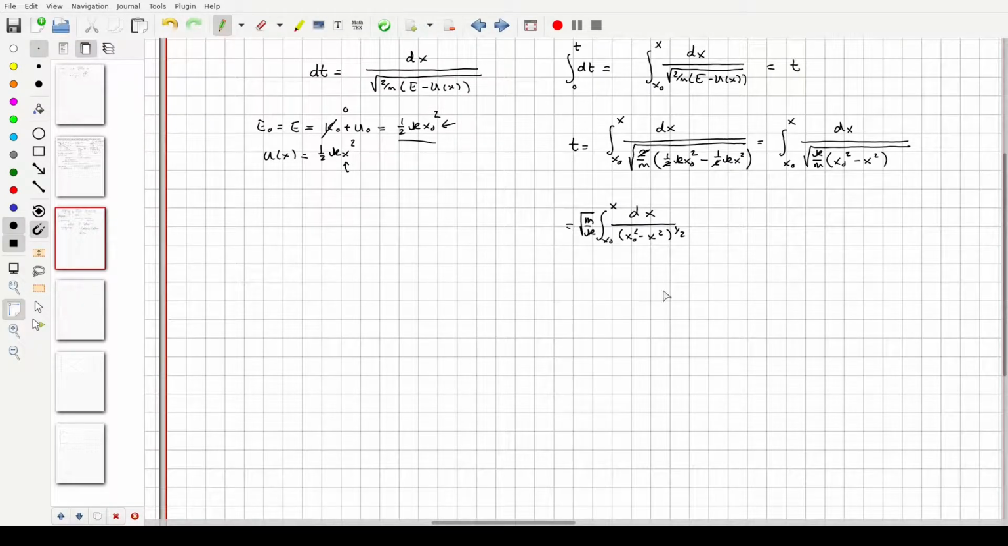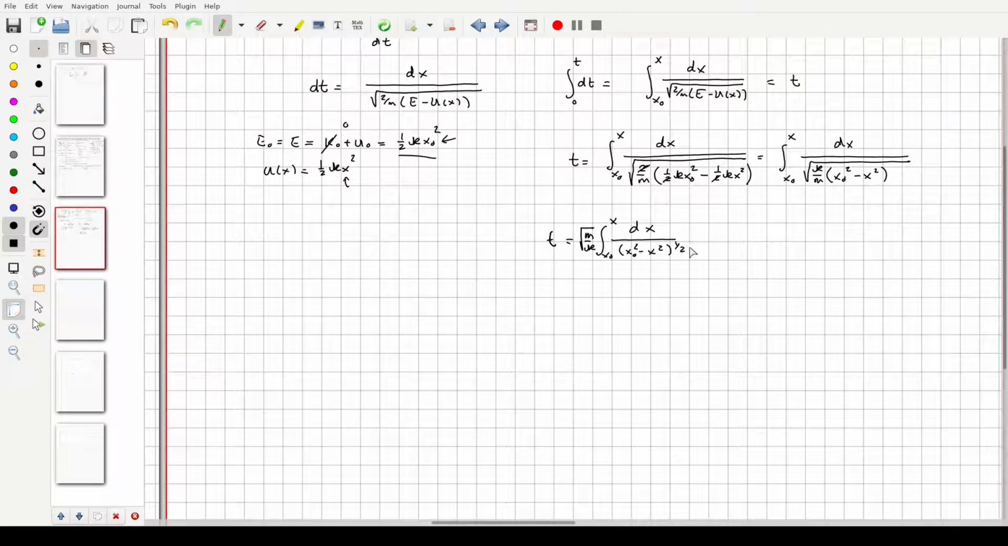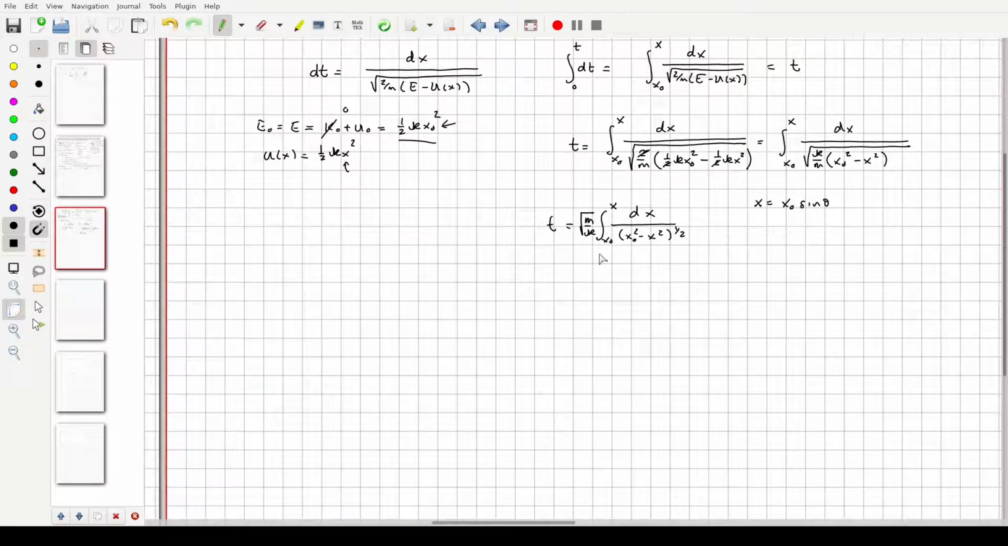So what we're going to do here is a change of variable. What I would like to do is to call x equal to x naught times sine of theta. Now, what does this do to our limits of integration? Well, at the bottom, x would equal x naught. So sine of theta would equal 1, and theta would equal the arcsine of 1.